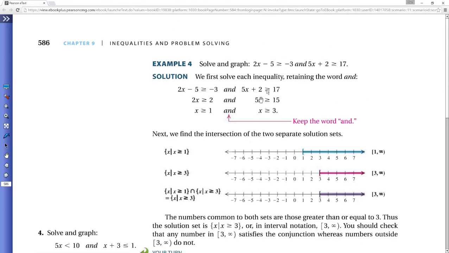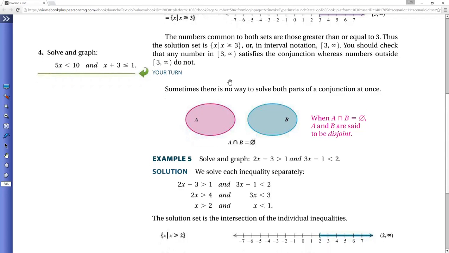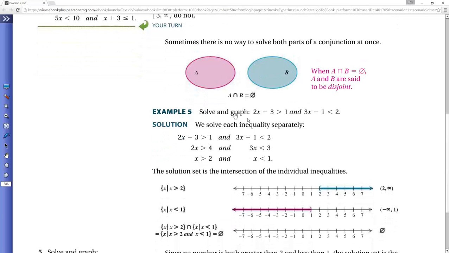So we get this pretty complex beginning and get a pretty simple solution, really, in a sense. Simpler than those abbreviated ones. Well, sometimes there's no way to solve both parts of the conjunctions at once. In other words, we end up with this situation where all the solutions for one of these inequalities would fit into this red area, and all the other ones would fit into this blue area, and we're asking for the intersection, but there's a possibility that they don't overlap at all. So if we look at this one here, where we have 2x minus 3 is greater than 1 and 3x minus 1 is less than 2, we solve these.